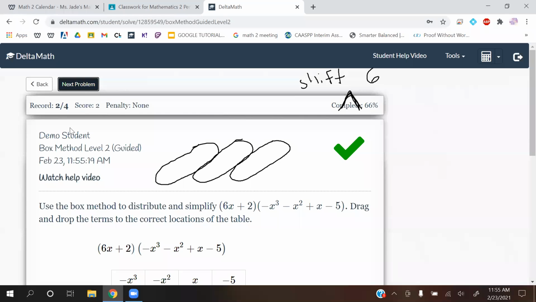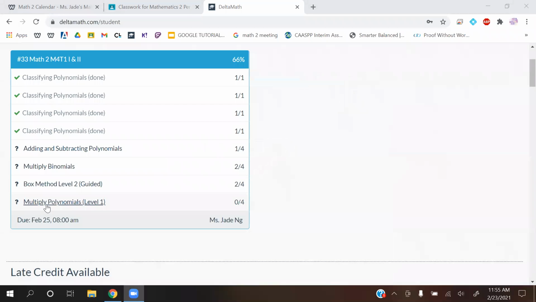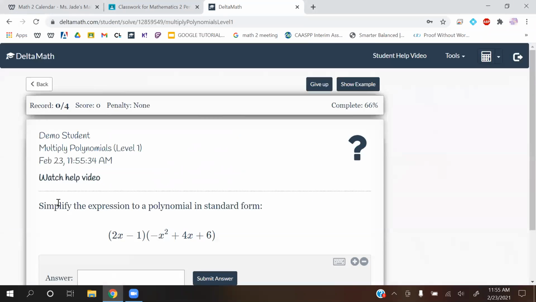Okay. And then I think there's one more category. Oh my gosh, let me get rid of those. They just look like little pickles. Clear all drawings. Okay, the last category is multiply polynomials level 1.